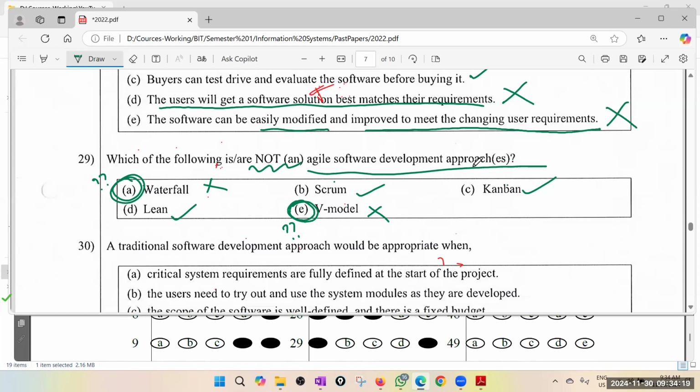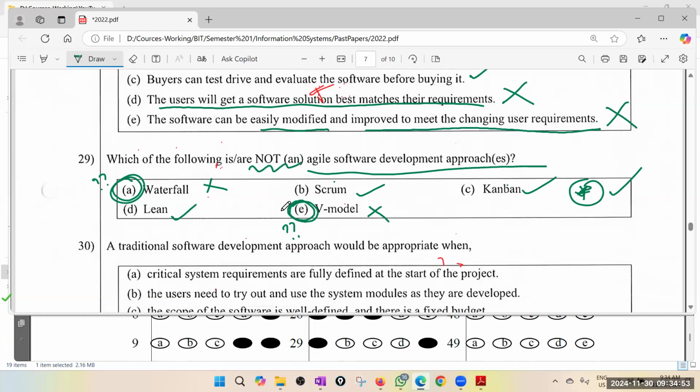An additional one is just for your note. Can someone tell me another very popular agile development approach other than Scrum, Kanban, and Lean? Anyone? Another somewhat popular agile development approach. Actually, Scrum evolved from that approach. Anyone from the software development field? Or maybe it's mentioned in our notes also. I'm not 100% sure.